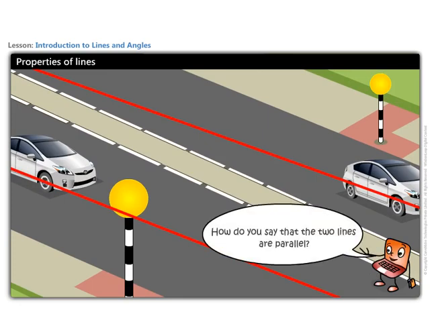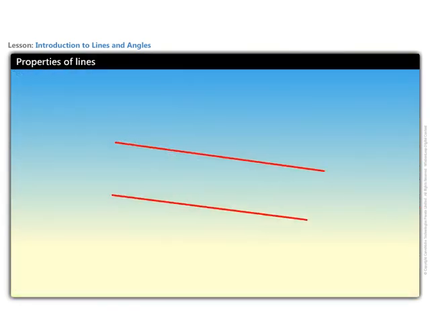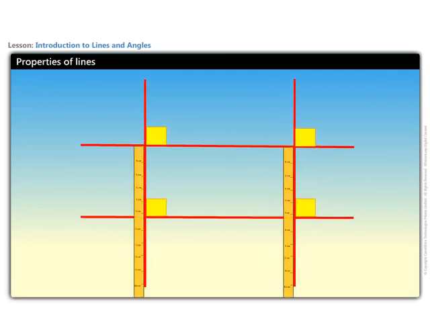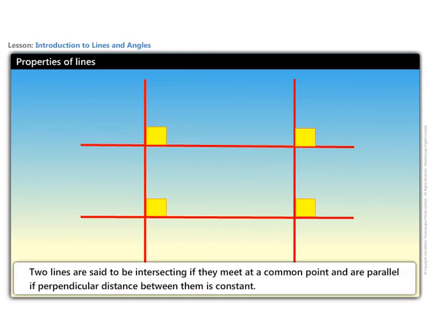How do you say that two lines are parallel? To find this, we draw perpendiculars at different points along these parallel lines and then measure their distances. We observe that all the lengths of perpendicular distances drawn are equal. From this, we can conclude that two lines are said to be intersecting if they meet at a common point and are parallel if the perpendicular distance between them is constant.